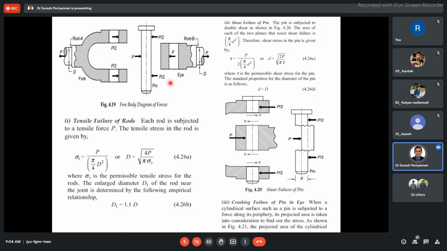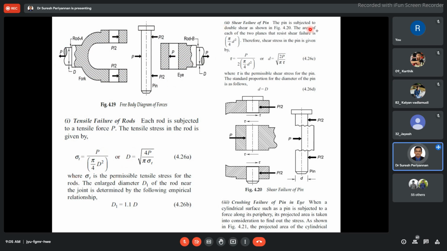This is a similar fashion to what we discussed in the quarter joint. Here the two rods are subjected to tensile force P, which equals pi by 4 d squared times sigma t. From this we are able to find out the diameter of the rod. Sigma t is nothing but the permissible tensile stress.